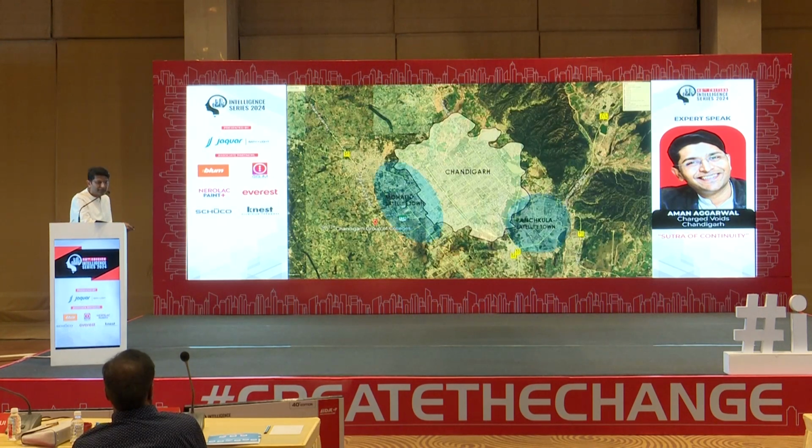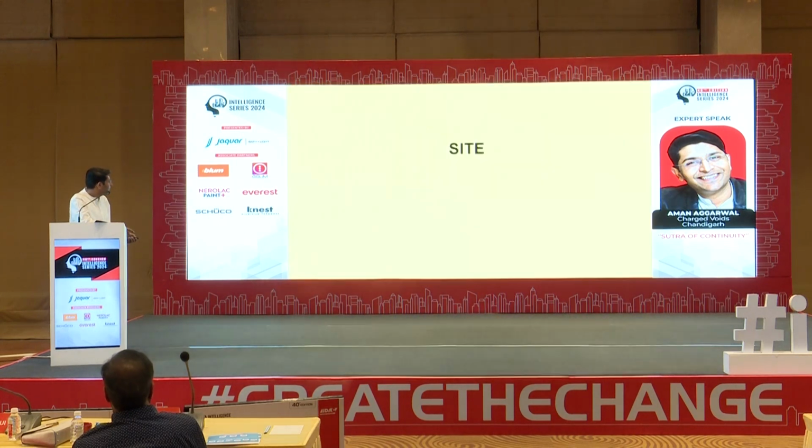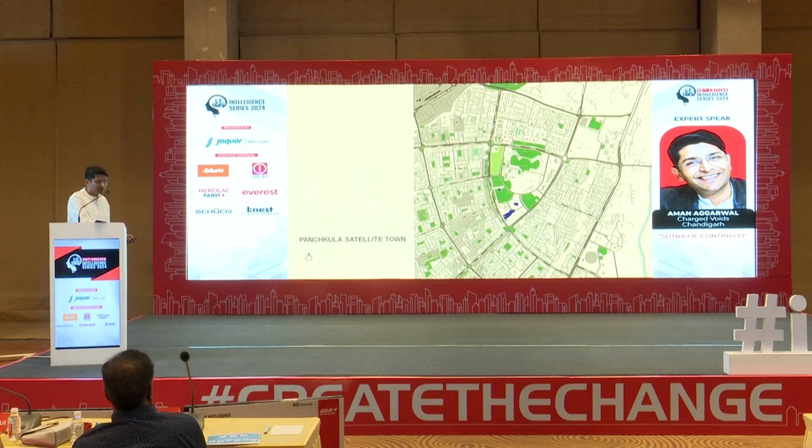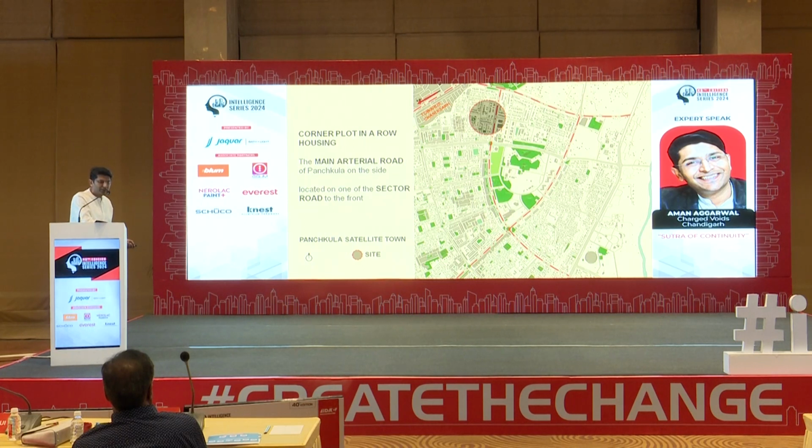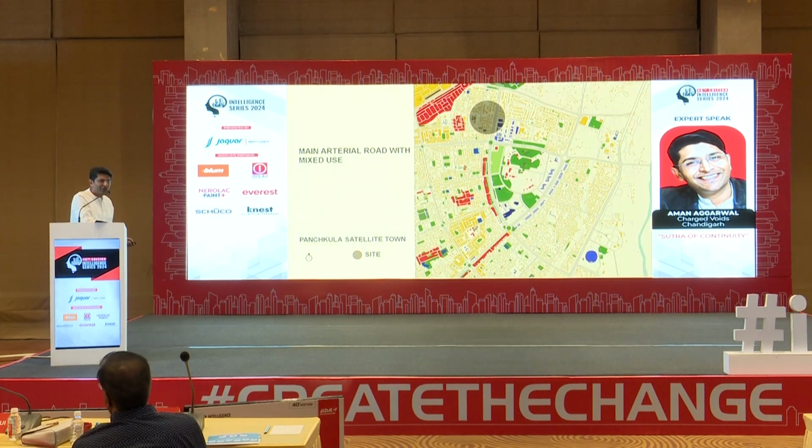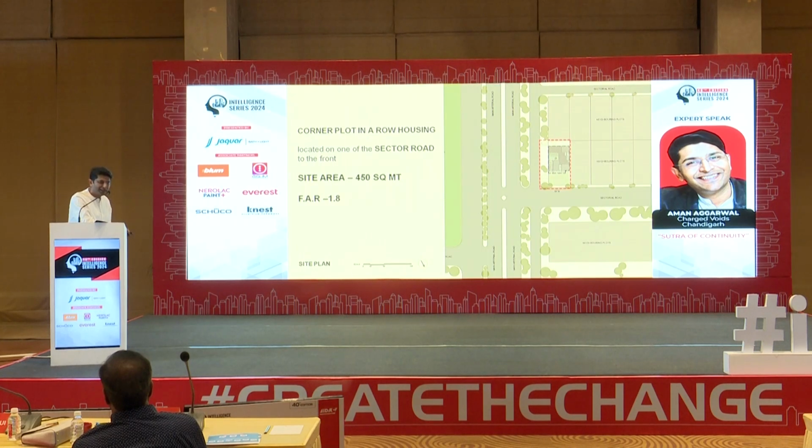Yeah, okay, so this is Chandigarh. You have all these satellite towns that are coming up. Okay, yeah, this is Panchkula. The site is on one of the main arterial roads actually. So, Indian urban planning disasters are very clearly to be seen here. You have residences on main high arterial roads of the city, which is really bad.